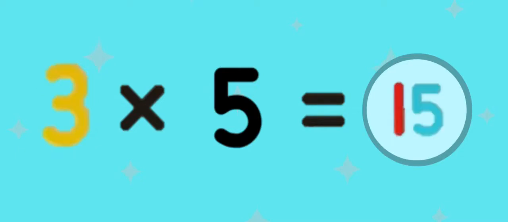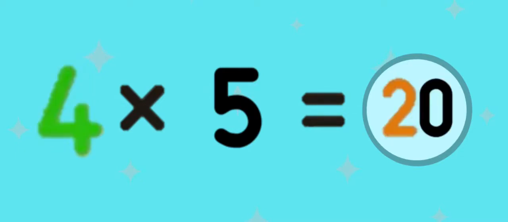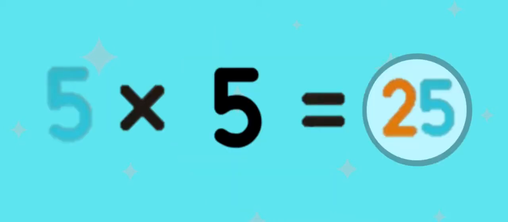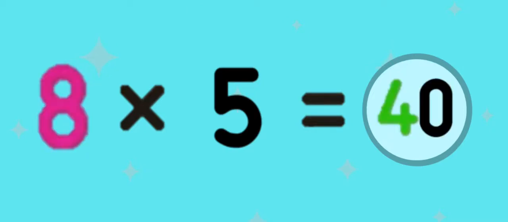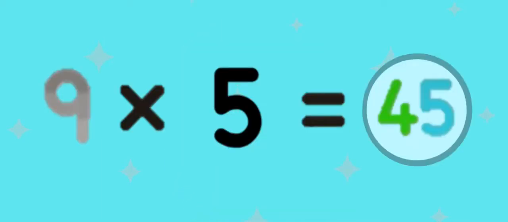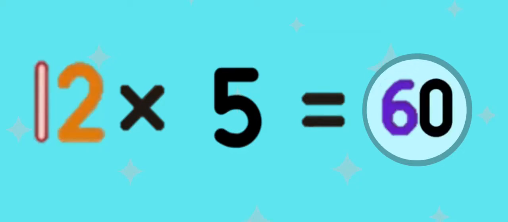1 times 5 is 5, 2 times 5 is 10, 3 times 5 is 15, and 4 times 5 is 20. 5 times 5 is 25, 6 times 5 is 30, 7 times 5 is 35, and 8 times 5 is 40. 9 times 5 is 45, 10 times 5 is 50, 11 times 5 is 55, and 12 times 5 is 60.